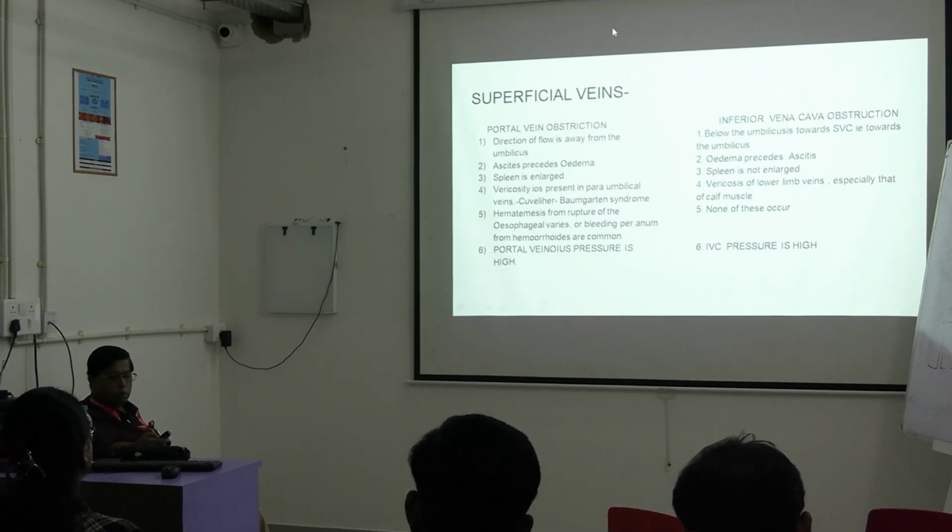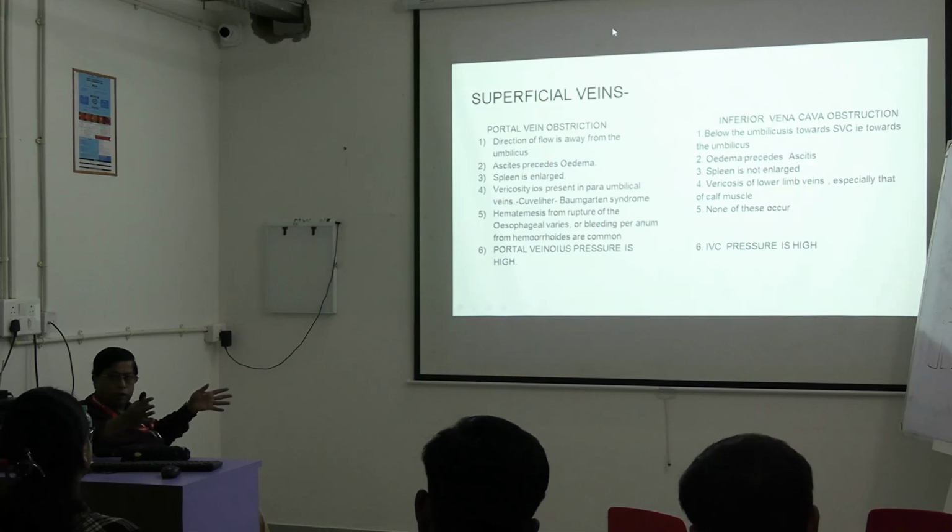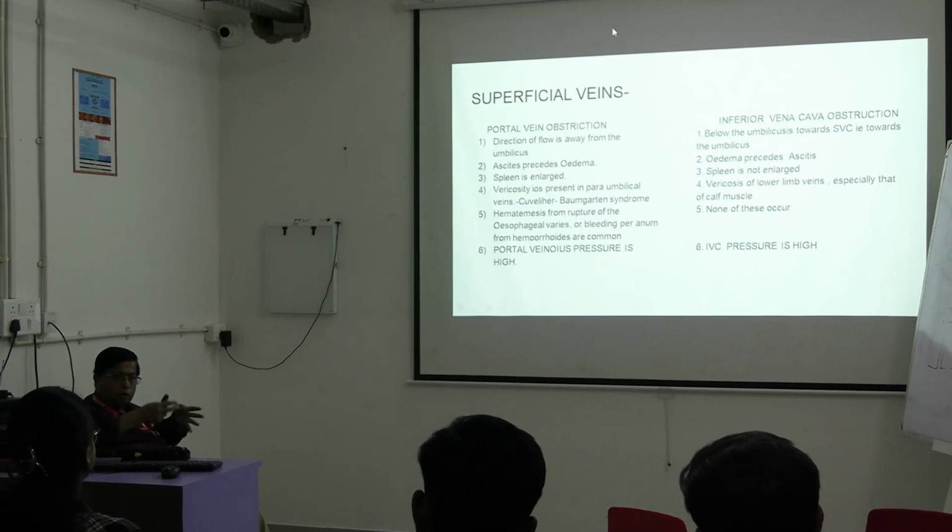So if it is there, then it is very logical that the blood will move away from the umbilicus. Because the portal vein is trying to drain into the superficial veins, the filling and flow of the veins will be away from the umbilicus. This is clear now as well.